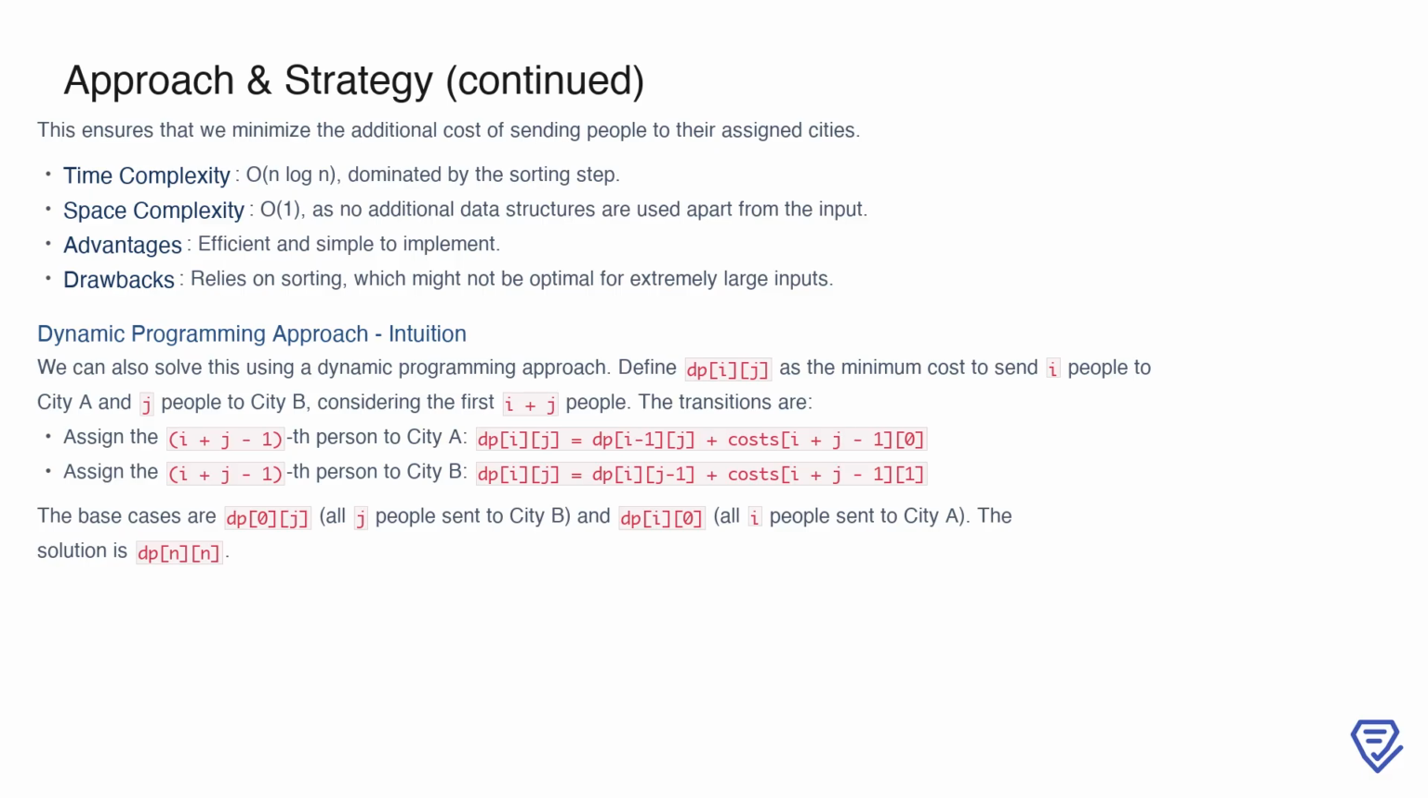The base cases are straightforward. If we send all j people to city B, then dp[0][j] is the cumulative cost for city B, and similarly, dp[i][0] is the cumulative cost for city A. The final answer lies in dp[n][n], the minimum cost of sending exactly n people to each city.